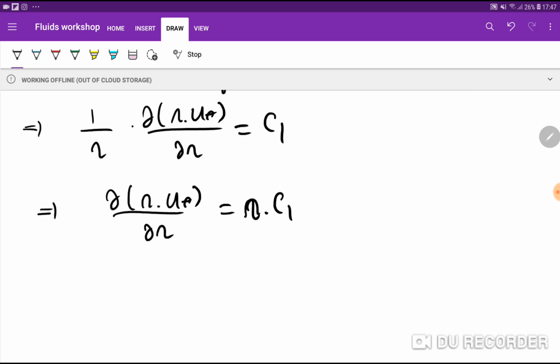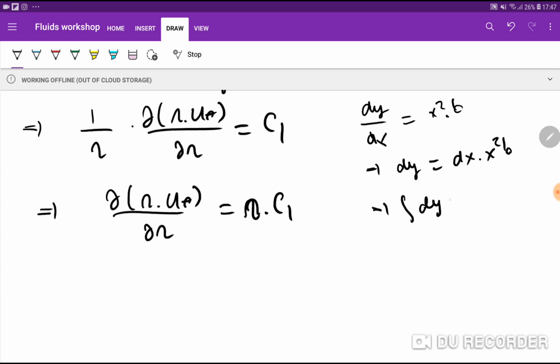For the sake of simplification, you can treat this partial right here like a d. So remember how you solve this, right? Let's say you have dy over dx equal to x squared times b. You solve it like this: dy equals dx times x squared times b, and then you integrate both sides. So you have y equal to x cubed over 3 times b plus c. Okay, so similarly we can solve the partial like this.